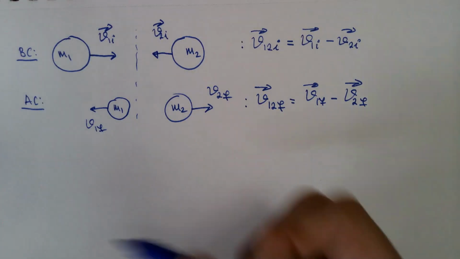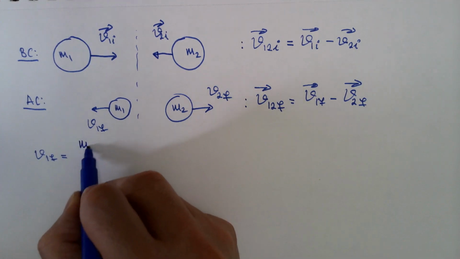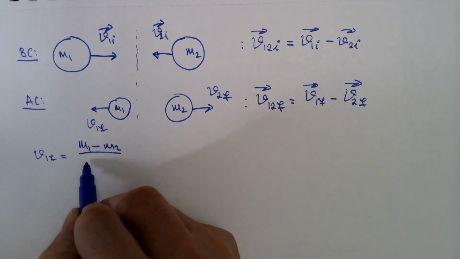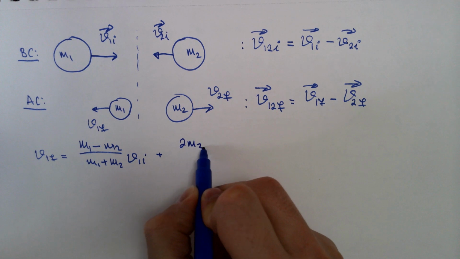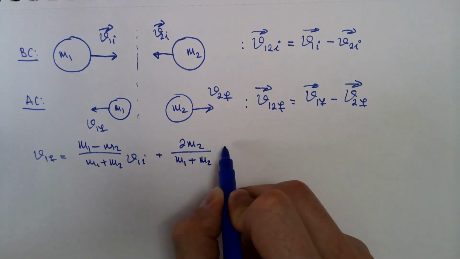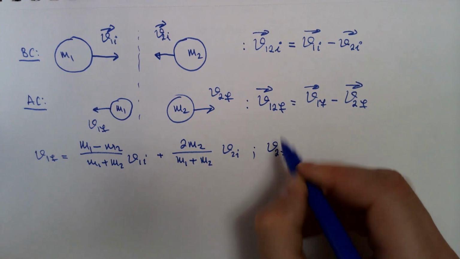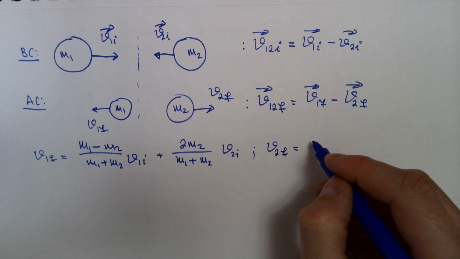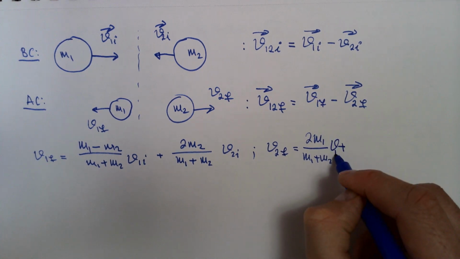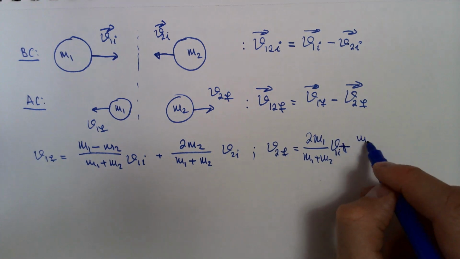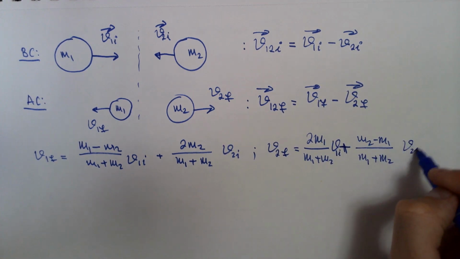Let us look into the analysis from the laboratory reference frame. We saw that v1 final in the laboratory reference frame was (m1 minus m2) divided by (m1 plus m2) times v1 initial plus 2 m2 divided by (m1 plus m2) times v2 initial. We saw that in my previous video on elastic collisions. And we also saw that v2 final, this one, is equal to m1 divided by (m1 plus m2) times v1 initial plus (m2 minus m1) divided by (m1 plus m2) times v2 initial.